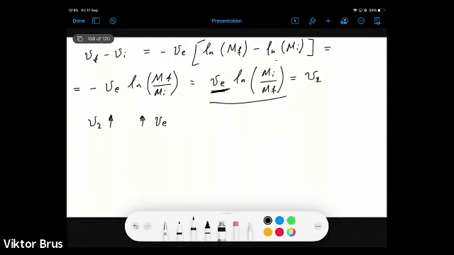So let us, before we finish with this, also consider the external force which is exerted on the rocket. So we wrote previously this differential equation: m dv is equal to minus ve times dm.